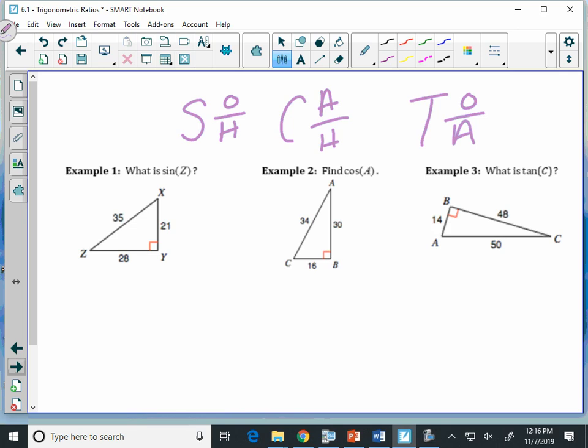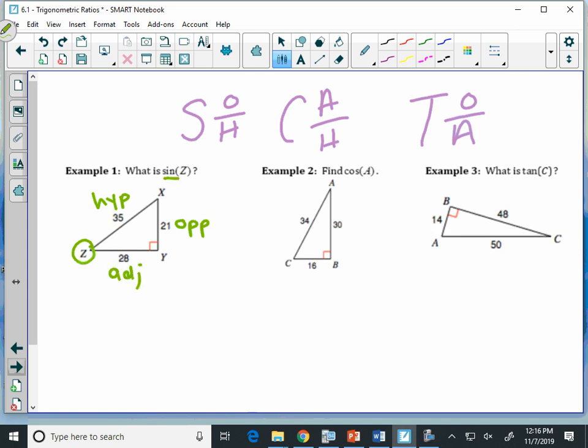First example, I want to find the sine of angle Z. Again, that's sine of Z. That's what that says. Well, I'm going to circle Z. That's what I'm finding the sine of. Circle Z. Label all your sides based off Z. So I'm going to go directly across from Z. We label that as our what? Opposite. Go to your 90. Go directly across from your 90. That's our what? And what do we label the side left over?